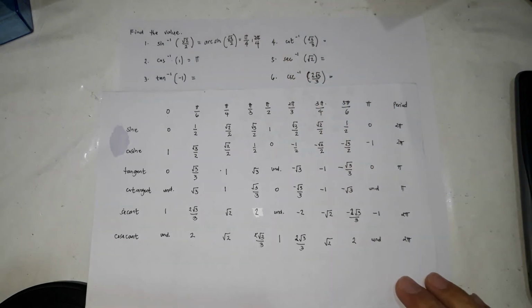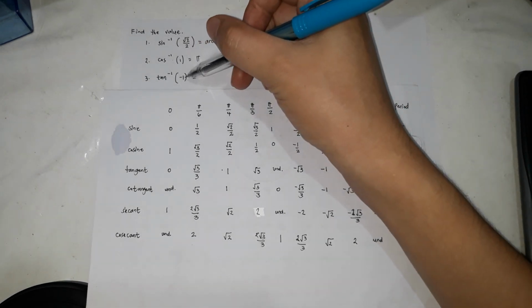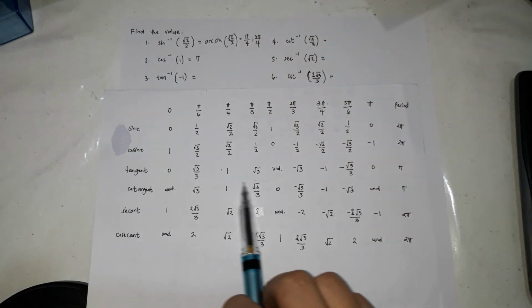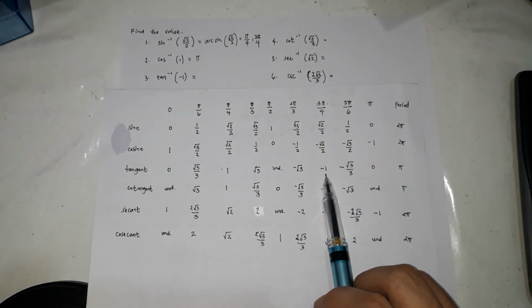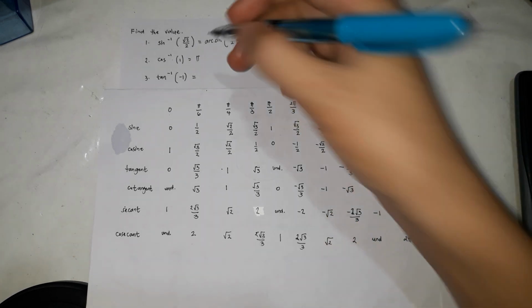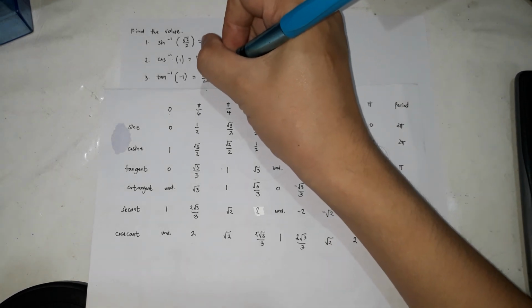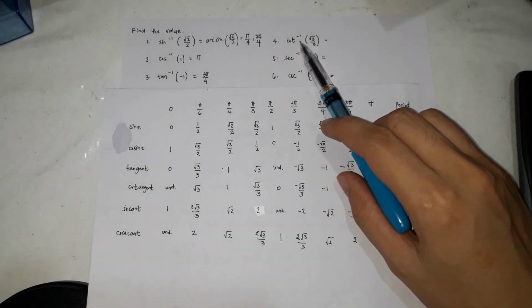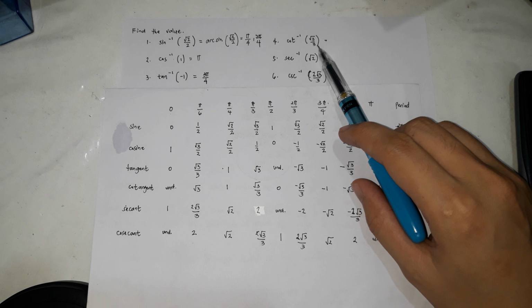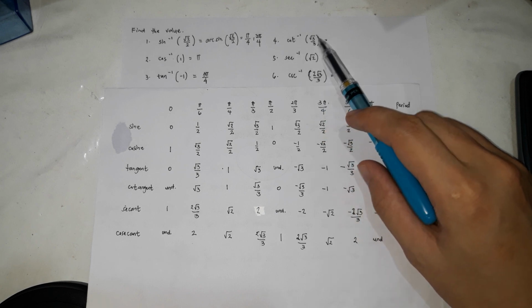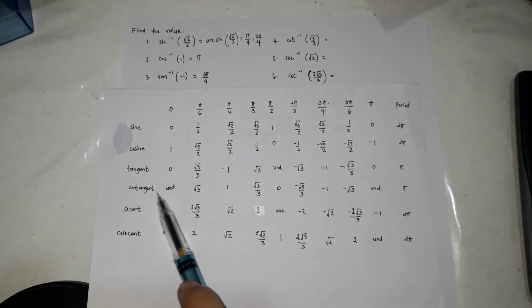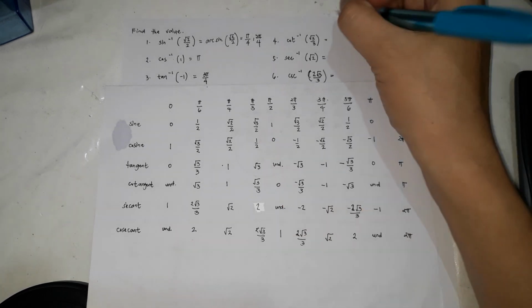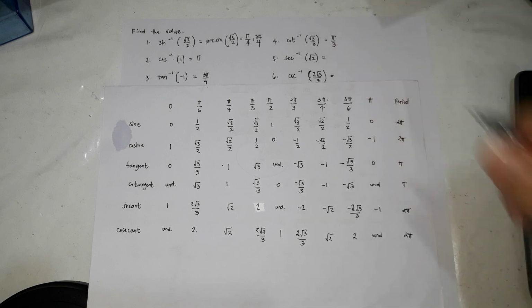Next, tan to the negative 1 of negative 1, or arc tan of negative 1. So sa tangent, we're going to look for negative 1. Here it is. So it's in 3 pi over 4. So next, tangent to the negative 1 of square root of 3 over 3, or arctan of square root of 3 over 3. So tangent square root of 3 over 3, it's in pi over 6. So that's how easy it is.